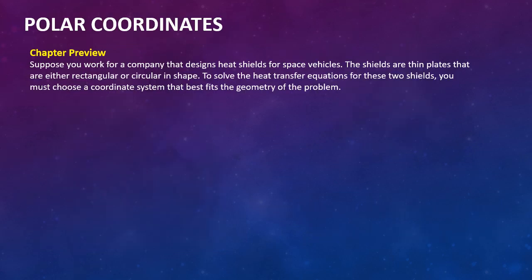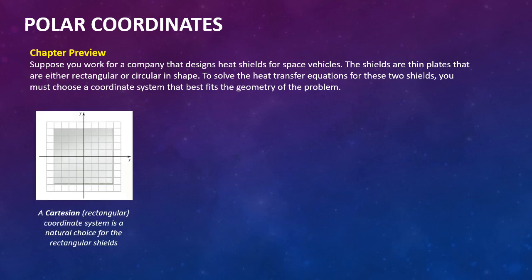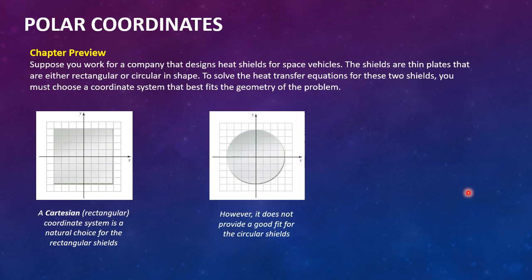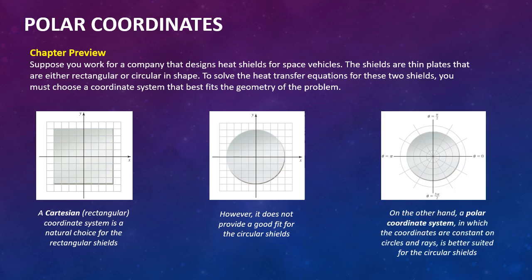So suppose you work for a company that designs heat shields for space vehicles. The shields are thin plates that are either rectangular or circular in shape. To solve the heat transfer equations for these two shields, you must choose a coordinate system that best fits the geometry of the problem. A Cartesian rectangular coordinate system is a natural choice for the rectangular shields. However, it doesn't provide a good fit for the circular shields. In this case, a polar coordinate system, in which the coordinates are constant on circles and rays, is better suited for the circular shields.